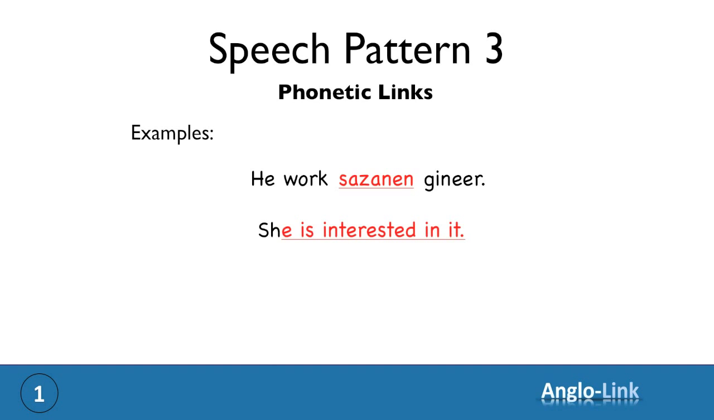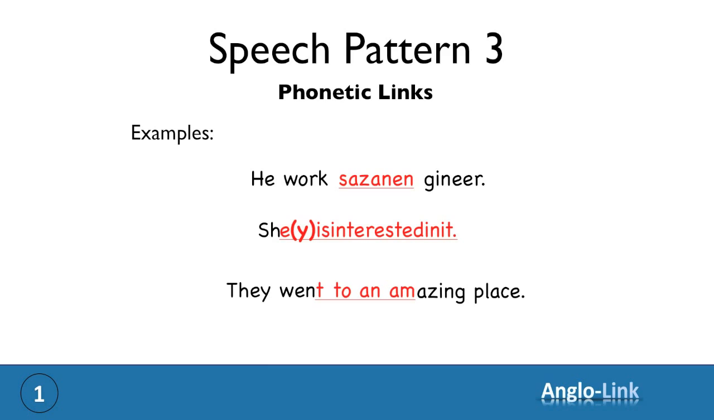Second example. Here you have 4 words that begin with a vowel: is, interested, in, it. And they all run into each other. She is interested in it. And there is a semi-vowel, y, that links the vowel at the end of she to the vowel at the beginning of is. She is.